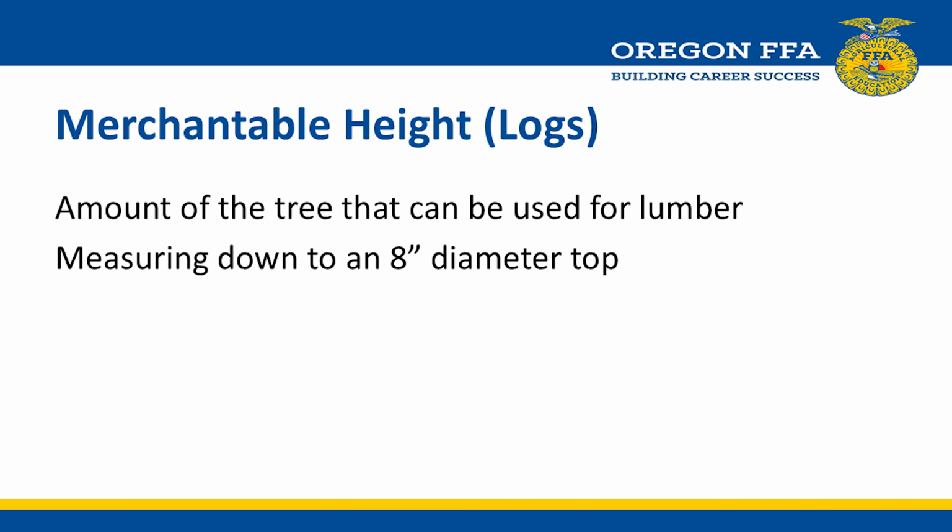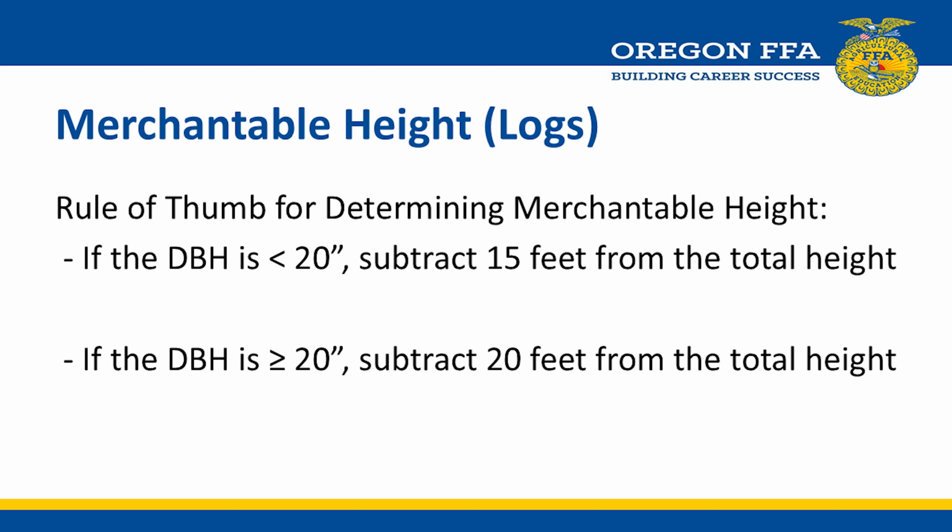Here's the rule. To find the merchantable height, the usable length of the log, start with the total tree height. If the diameter at breast height, the DBH, is less than 20 inches, we're going to subtract 15 feet from the top. If the diameter at breast height is 20 inches or more, subtract 20 feet. That gives you the merchantable height, the part of the tree that's actually usable.